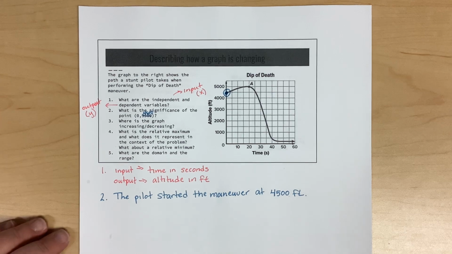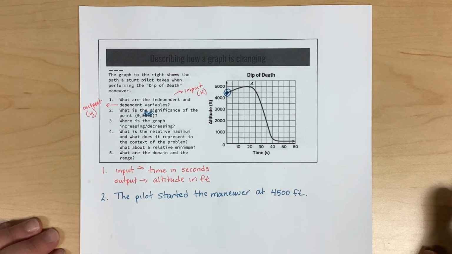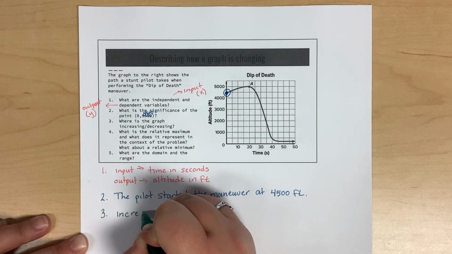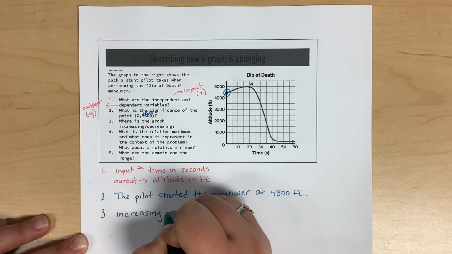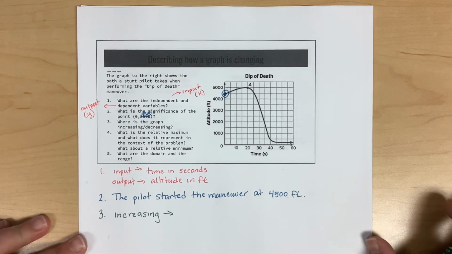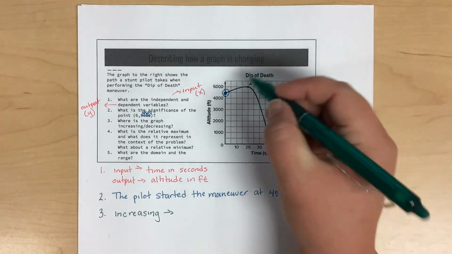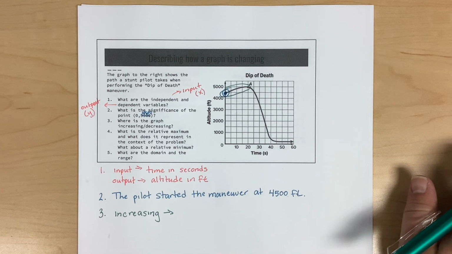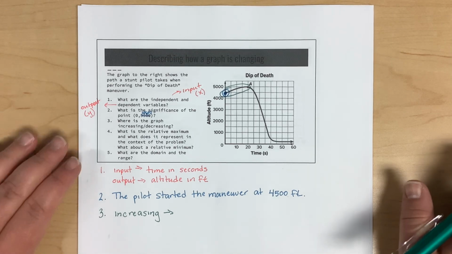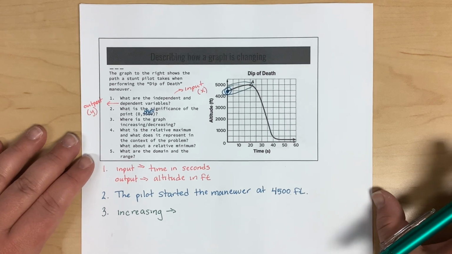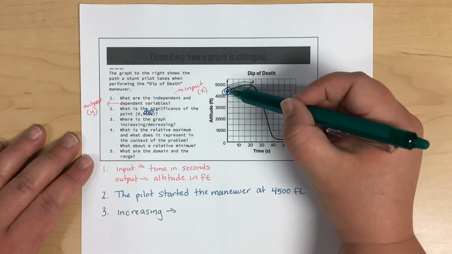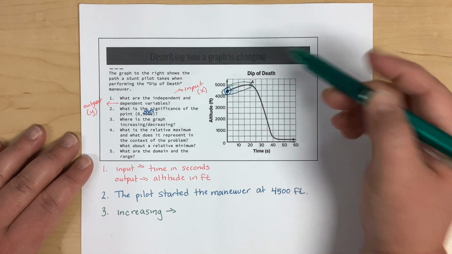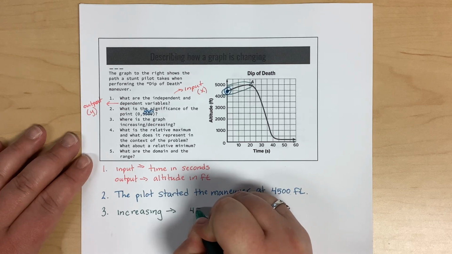Number 3, where is the graph increasing or decreasing? All right, so let's start with increasing. Now remember from the last video, increasing means that as x is increasing, y is also increasing. So if we're looking at the graph, it appears that this segment here is where the graph is increasing, just right there. So we are going to write that as an inequality. So it starts at 4,500 and finishes right about where this point is here, which is at 5,000. So the smaller number is the 4,500.